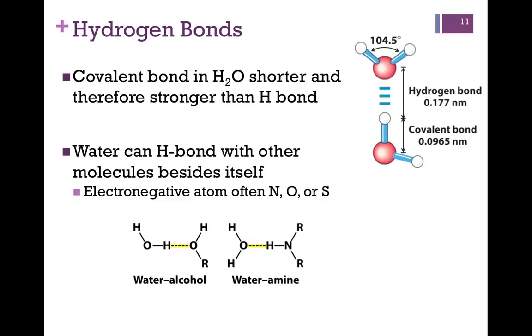Water can also hydrogen bond with other molecules besides itself. All you need is an electronegative atom. Often it's nitrogen, oxygen, or sulfur in biological systems. So in the figure on the bottom of the screen here, we have water hydrogen bonding with an alcohol. On the right, we have water hydrogen bonding with an amine. In each case, the covalent bond is the solid line, and the hydrogen bond is the dashed line highlighted in yellow. So in each case, we have a hydrogen atom between two electronegative elements. In the figure on the left, it's hydrogen between two oxygens. On the right, hydrogen between oxygen and nitrogen.